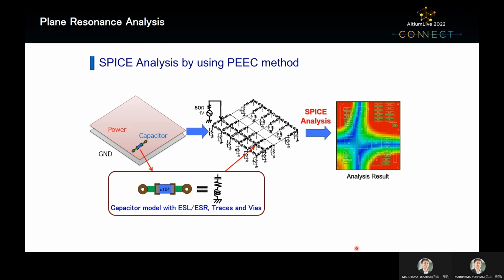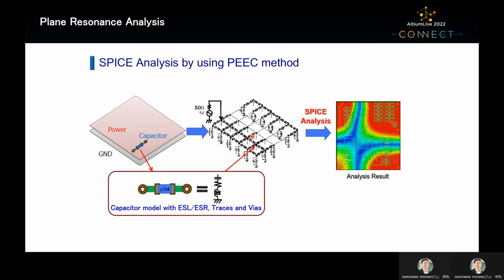Another calculation method is SPICE analysis by using the PEEC method. In this case, cutting the voltage plane and ground plane into mesh panels and converting to LCR models in each mesh. For capacitors on the plane, they are converting to LCR models, including ESL and ESR, with pulling out traces and vias. Then they are connected to the nearest mesh node.